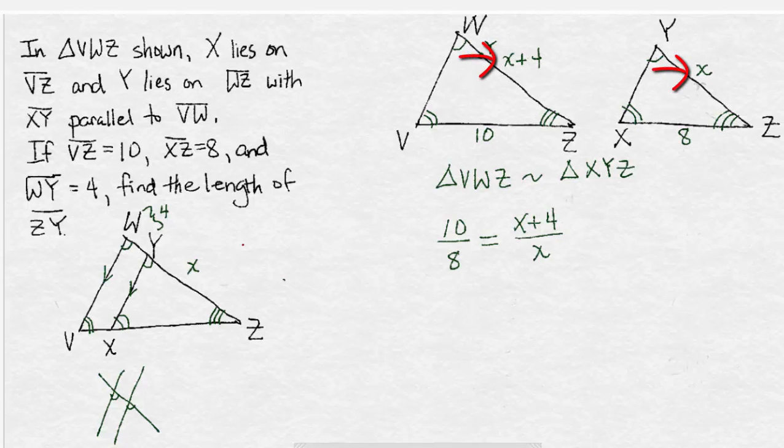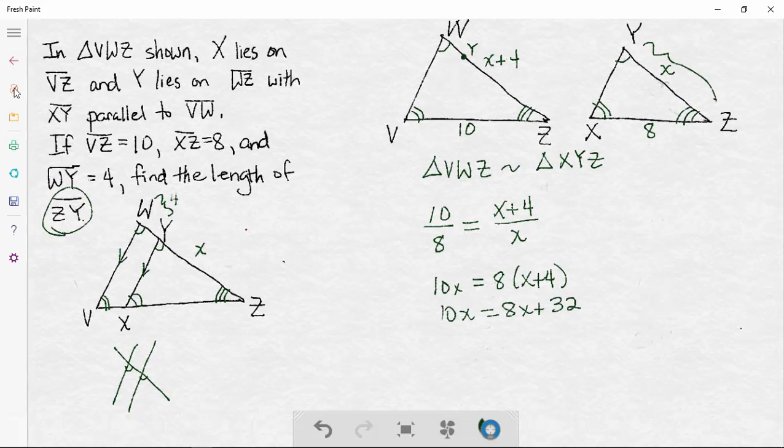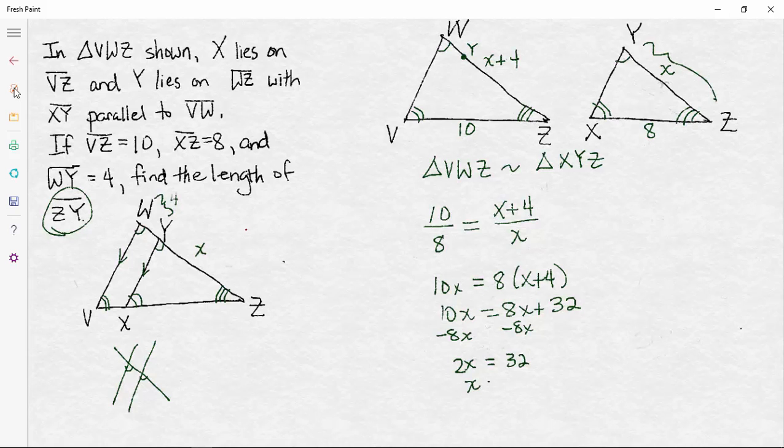And we can solve a proportion by using cross multiplication. So 10 times x must be equal to 8 times x plus 4. Now this is what's called a linear equation, and we can solve it by isolating the x, and we need to distribute through parentheses to do that. So I'm going to say 10x is equal to 8x plus 32. And then I'm going to subtract 8x from both sides, leaving me with 2x equals 32. Dividing by 2, x is equal to 16.